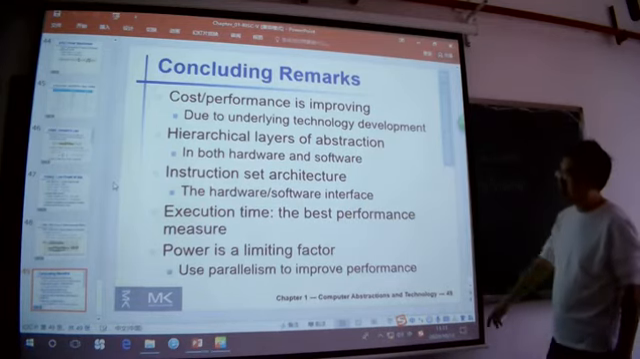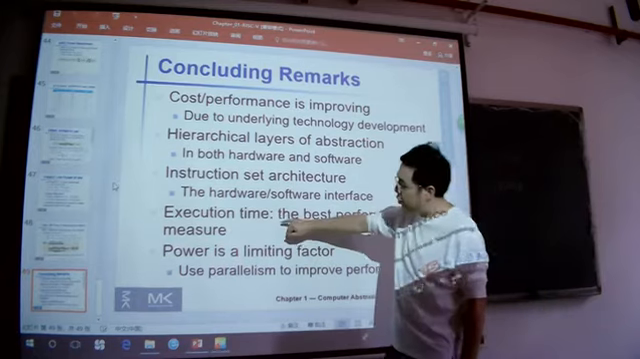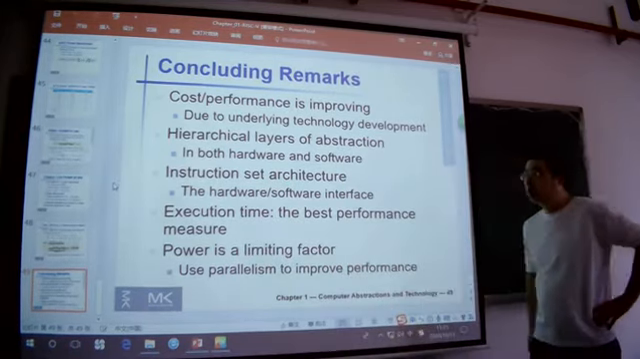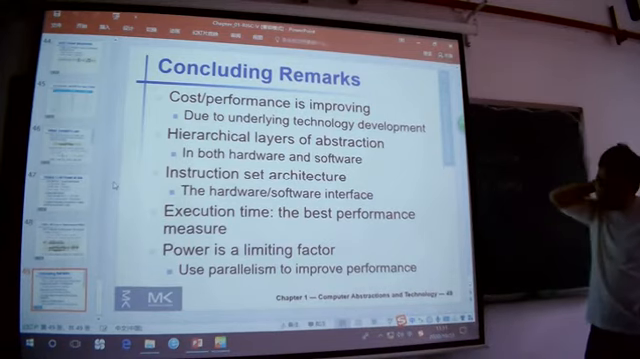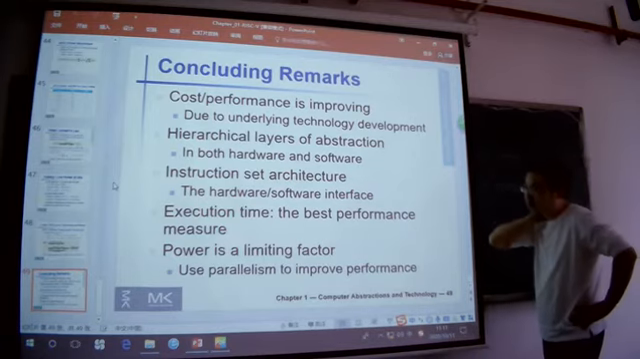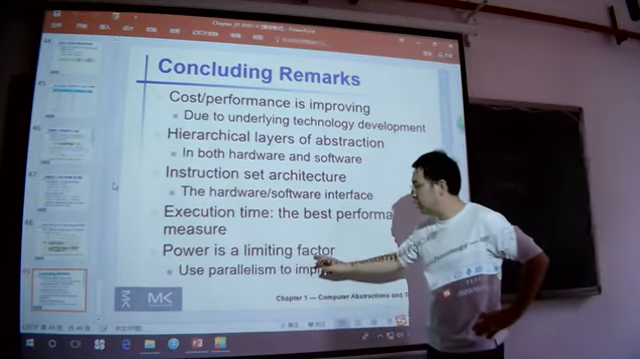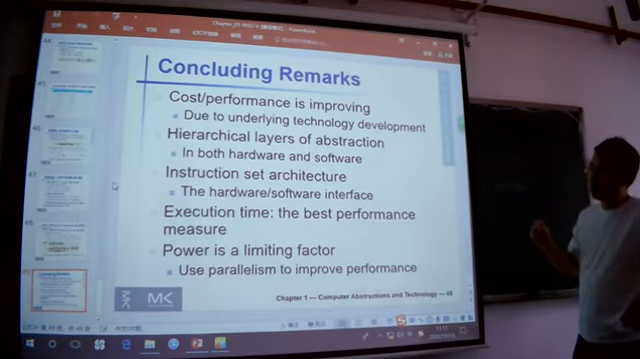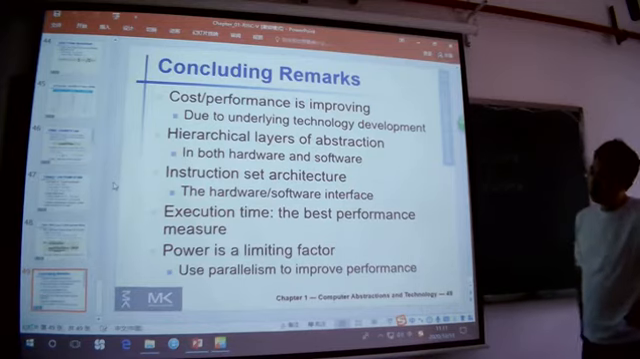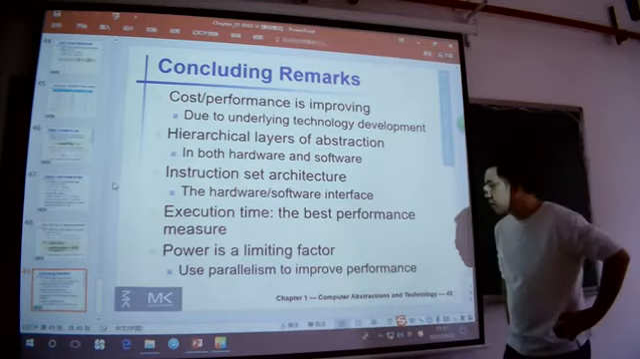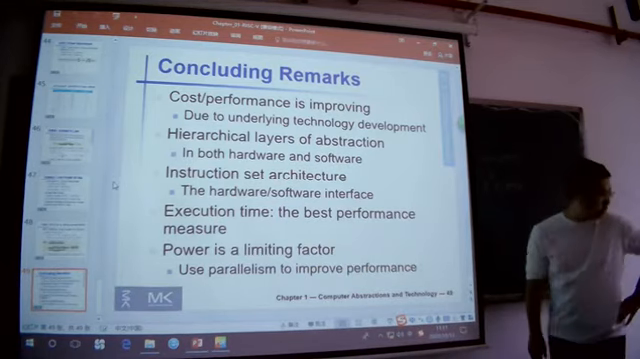Actual time is the best performance measure. So in several computing numbers, you can find time is very useful. Power is a limiting factor, but we compute the power in several conditions, not in most conditions. We can find the power used, parallelized to improve the performance.